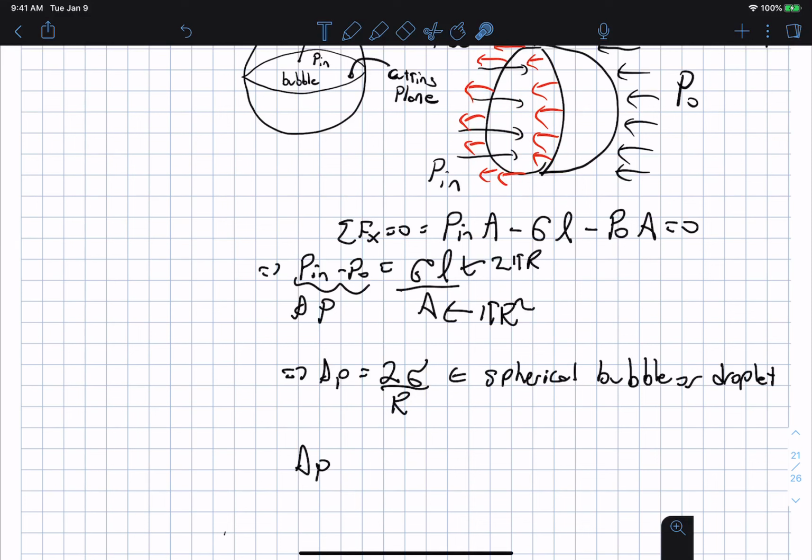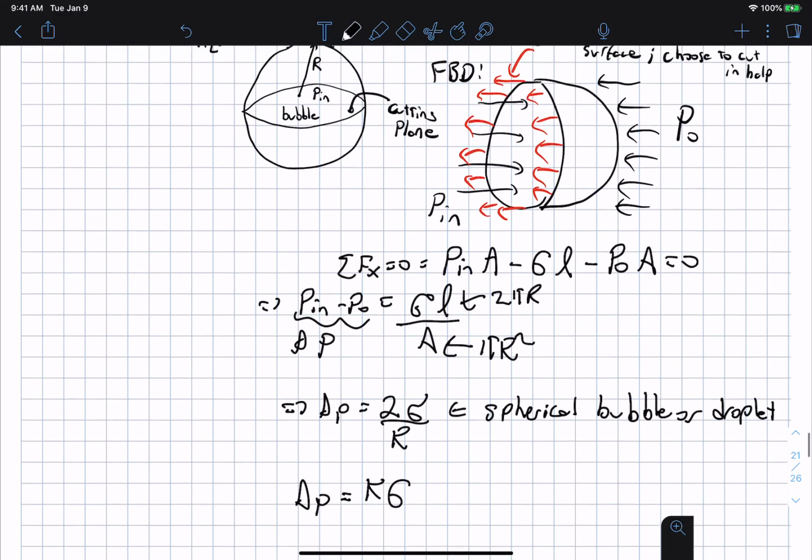Okay, in general, you can generalize this formula. This here, 2 over r, is just the curvature of a sphere. And so this equals kappa, which is the curvature, times the surface tension coefficient. And this is curvature.